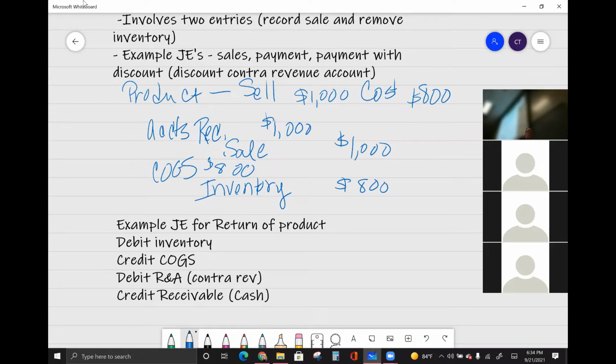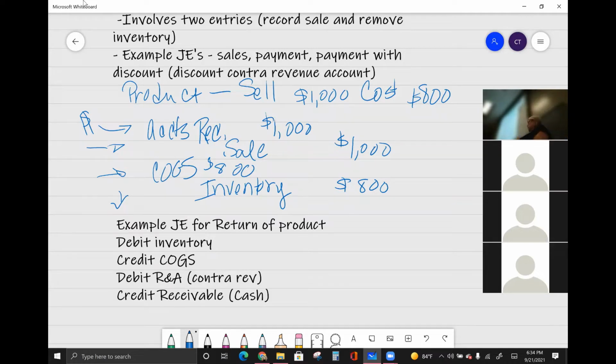Okay, so I recorded my sale. I have my revenue right here on my books. I have money I'm going to collect in the future right here. It's an asset. And then I have my cost of goods sold, which is going to reduce my sale to show what my profit is. And I've also reduced my inventory because that inventory has now left the building. So I have to reduce it with the credit.